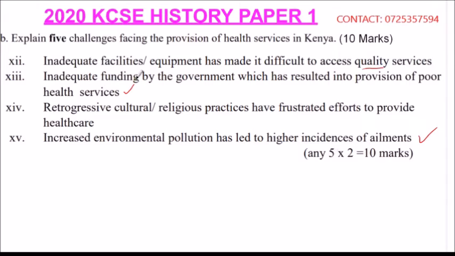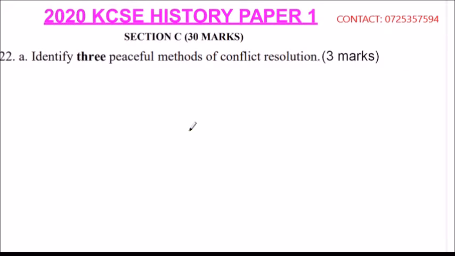Those are the answers that are expected. There are 15, but you only need 5. Each is awarded 2 marks. So if you mention 5 among these, then you are good. You will be able to score 10 marks. We have number 22. This is section C, which is 30 marks.